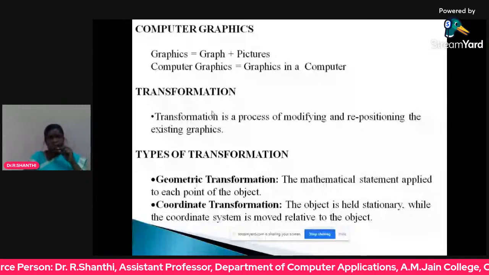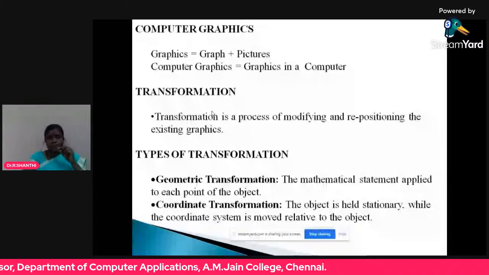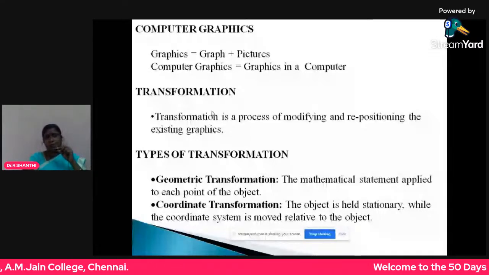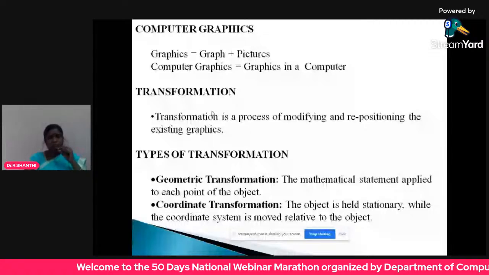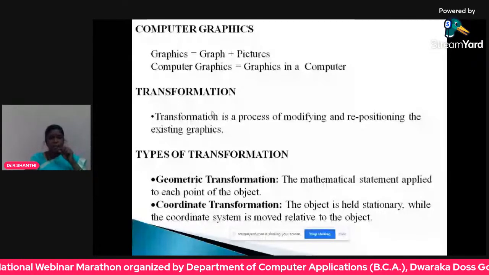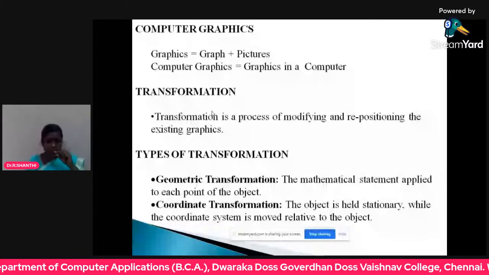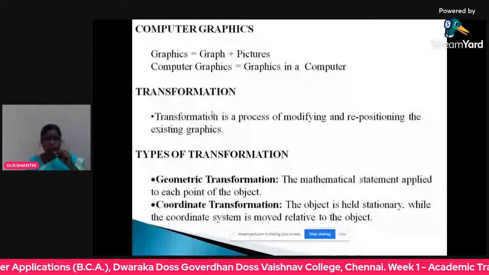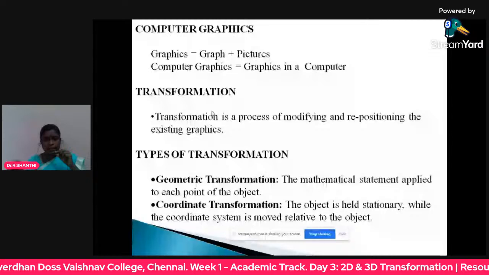So types of transformation. Our topic says that we have 2D transformation and 3D transformation. That is the axis which we are going to consider. In general, we categorize transformation into two cases, what we call geometric transformation and coordinate transformation. In geometric transformation, we have an object, right? We draw an object inside a plane, that is the xy plane or xz plane.